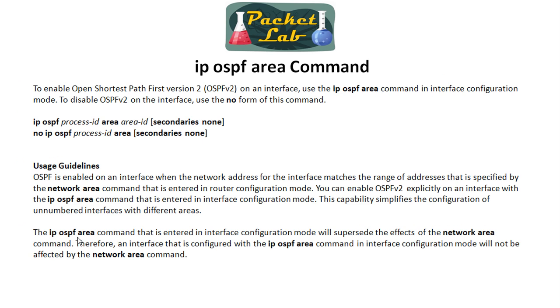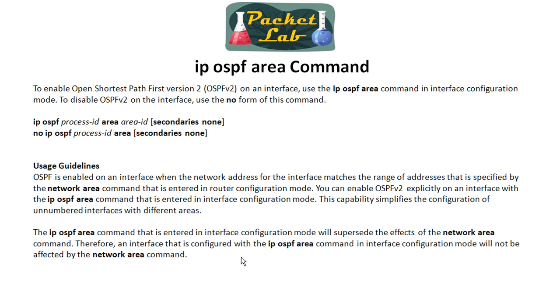All right, and this last paragraph here is just saying that if you're running both the IP OSPF area interface level command and a network area which matches the IP address on the interface that you've configured this IP OSPF area command on, and they have different area assignments, say that the network area is saying, okay, this interface should be in area 0, and the IP OSPF area statement is saying, no, it should be in area 1. The IP OSPF area statement is going to supersede the network area command.